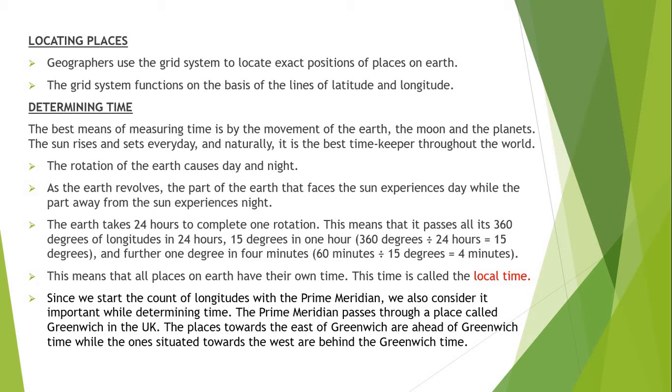Since we start the count of longitude from the prime meridian, we also consider it important in determining time. The prime meridian passes through a place called Greenwich in the United Kingdom. The places towards the east of Greenwich are ahead of the Greenwich time, whereas places which are situated towards the west are behind the Greenwich time.